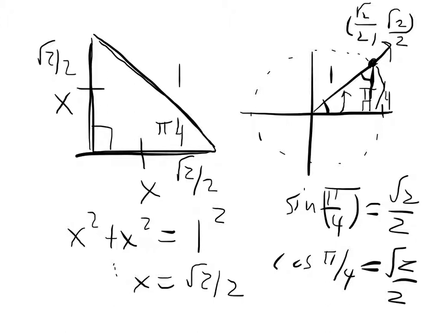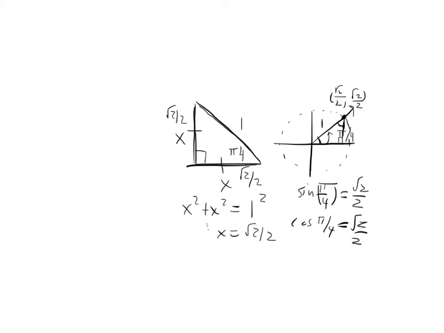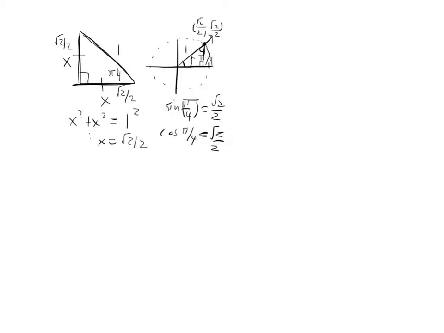Now, that's useful because from our idea of a reference angle, what that allows us to do is to find the sine and cosine very quickly of any angle whose reference angle is pi over 4.